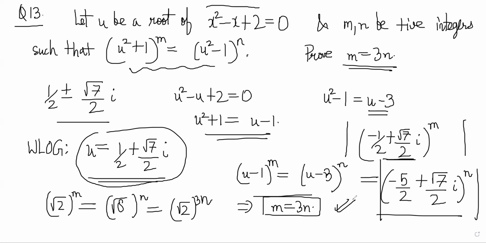So this is a pretty straightforward evaluation type of question. What we did was we calculated the roots of the equation. We said that u is the root, and u was 1/2 + (√7/2)i. And then we calculated u² + 1 as u − 1 and u² − 1 as u − 3. Put it as a complex number equation and took the modulus on both sides to get our final answer. Right, let's look at the next problem.